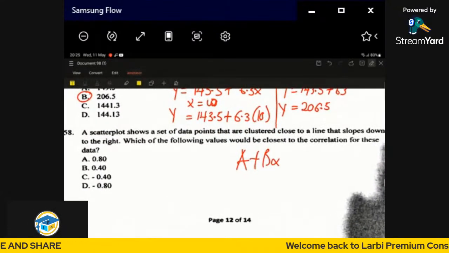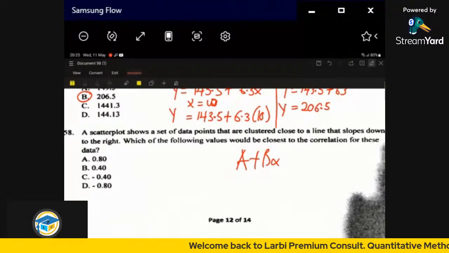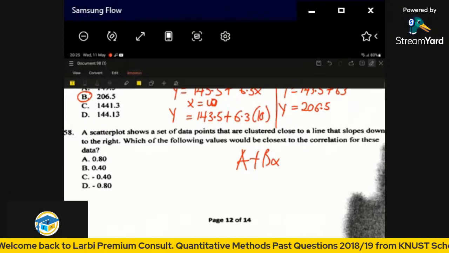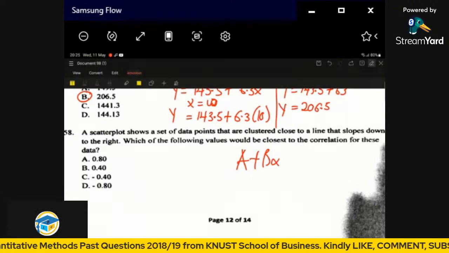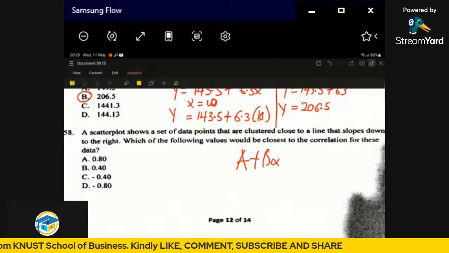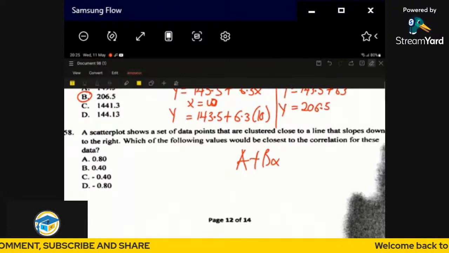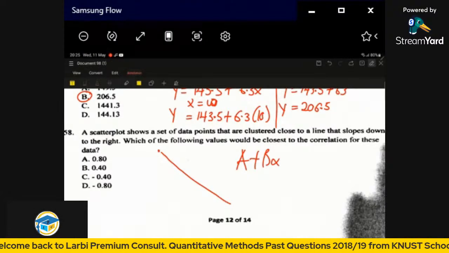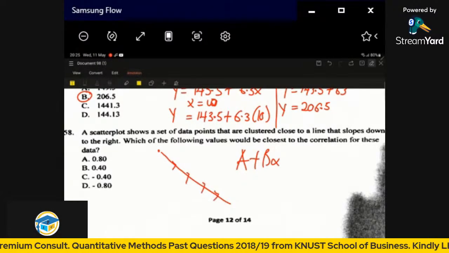Question 58 says that a scatter plot shows a set of data points that are clustered close to a line that slopes down to the right. Which of the following values would be closest to the correlation for this data? So we have a set of data clustered close to a line that slopes down. It means the line starts from here and slopes down towards your right-hand side.